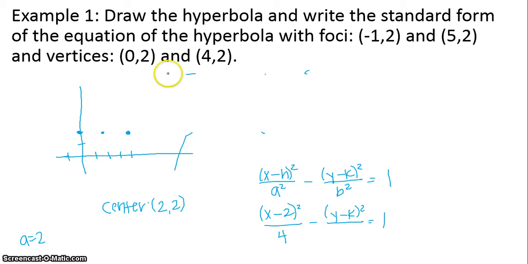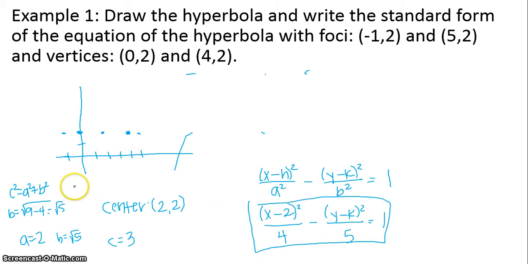My foci are at -1, 2, and 5, 2. So those are 3 away from my center. So to find b, remember c squared equals a squared plus b squared. So to find b, that's going to be the square root of 9 minus 4. So I'm looking at radical 5. So over here, b squared would be 5. Okay, so there's my equation.